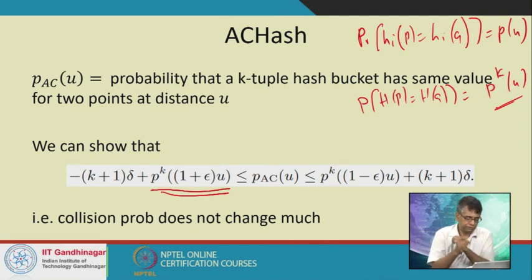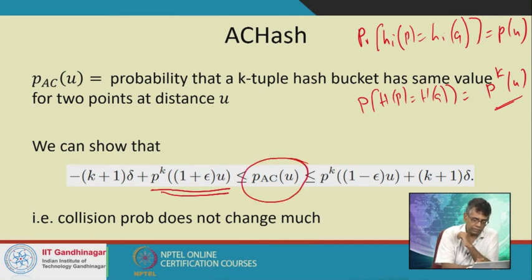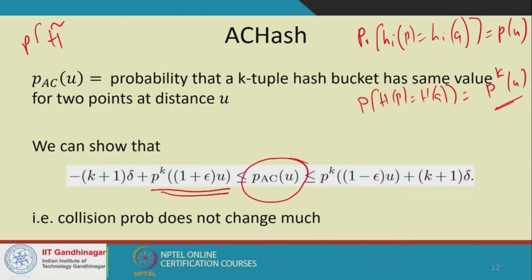So you should think of this as the original LSH collision probability. Now, let's say h tilde is my new hash index, which is a k-bit index again. We define the probability that h tilde of p equals h tilde of q to be P_AC of u.